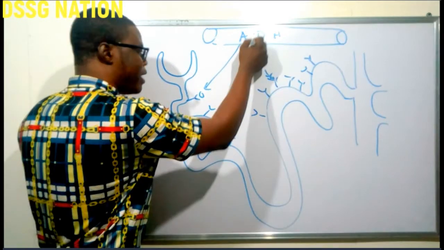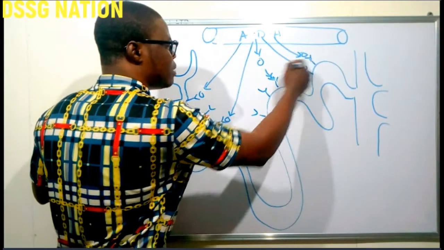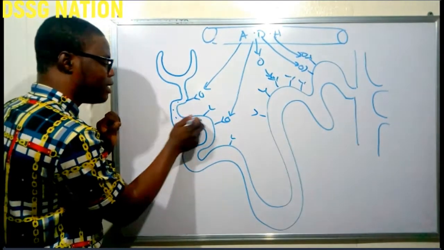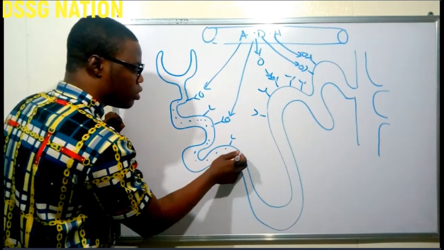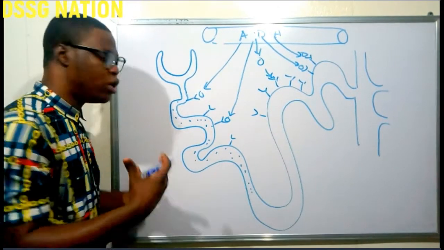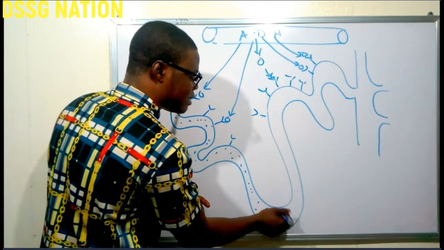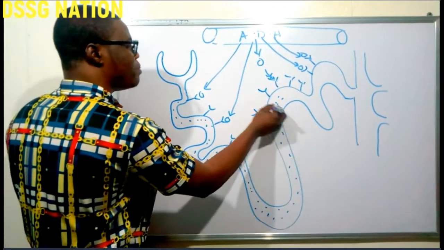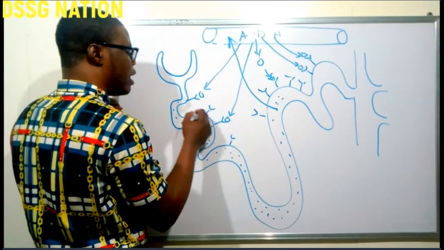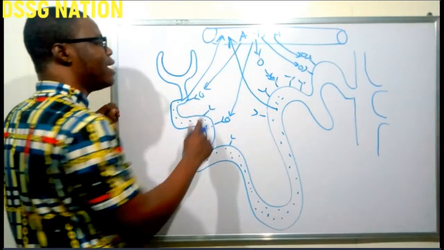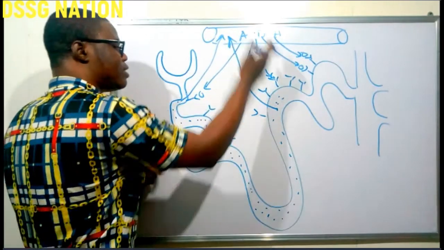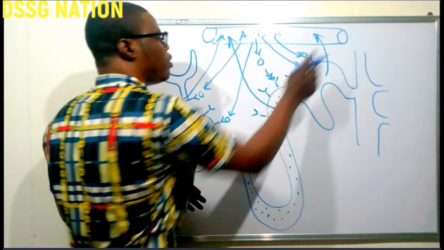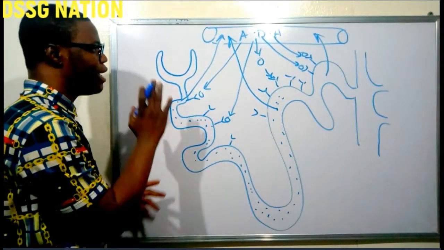And when this ADH binds with these receptors, it is going to tell the nephron to reabsorb the water that is inside it. So the function of this ADH is to protect against water loss. Nearly all the water inside the nephron is going to be reabsorbed back into the blood. And that is the function of ADH.